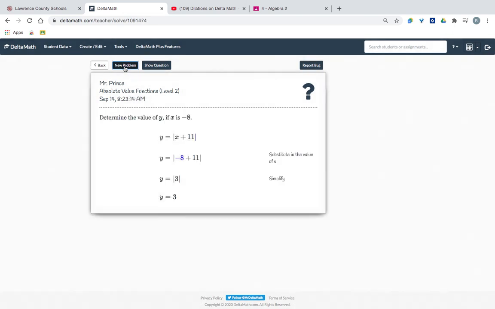Trying to get one that's a little bit different. Okay, this one's a little bit different. X is negative 8 here. You plug negative 8 in for the x, and you get negative 8 plus 11, which comes out to positive 3. Absolute value of positive 3 is just positive 3.